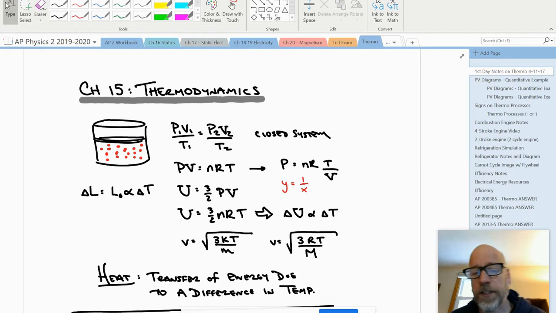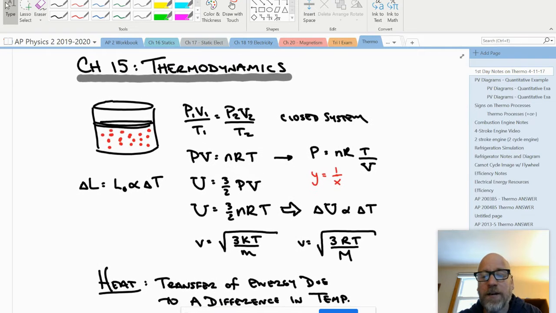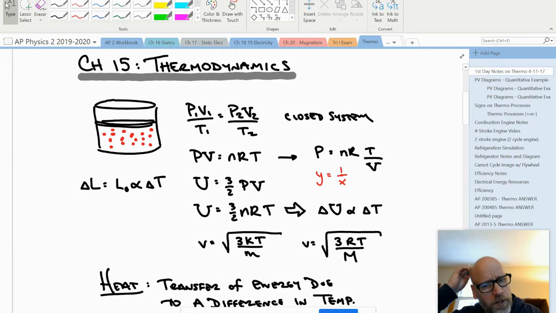Chapters 13 and 14, which we just wrapped up, talked about gas laws. And the reason gas laws are so important is because they allow us to figure out what's going on in a gas. Right? Yeah, it's pretty easy.